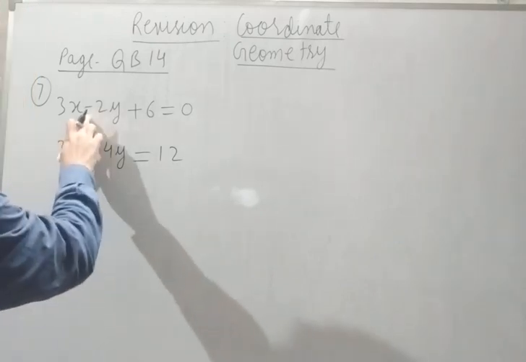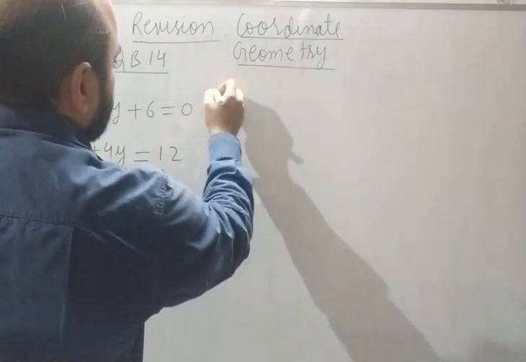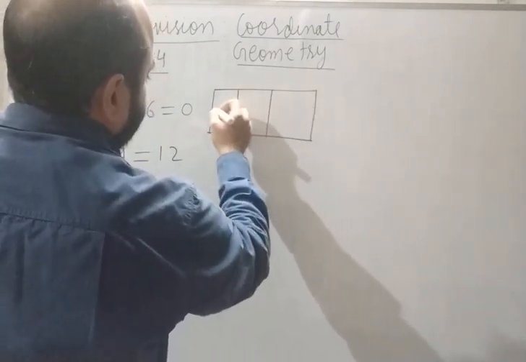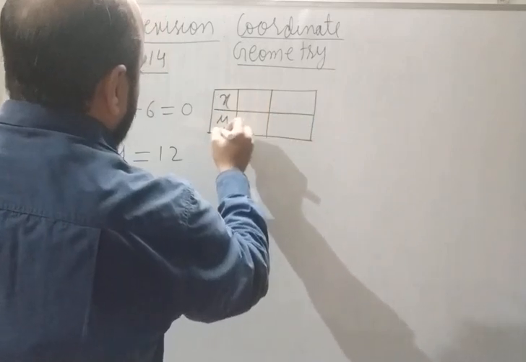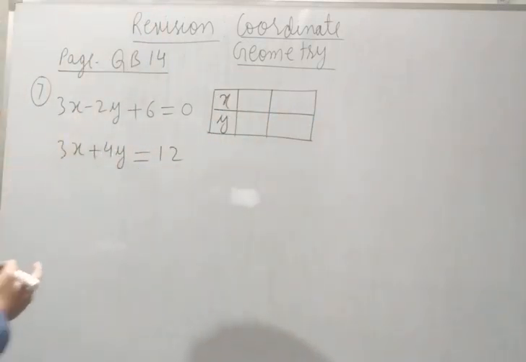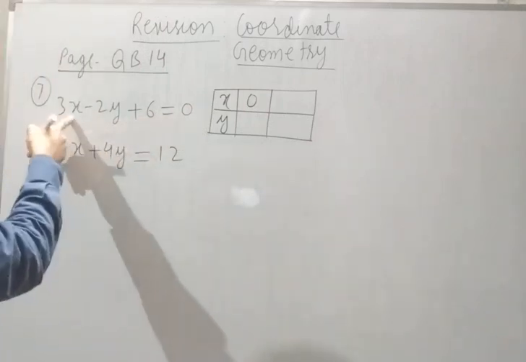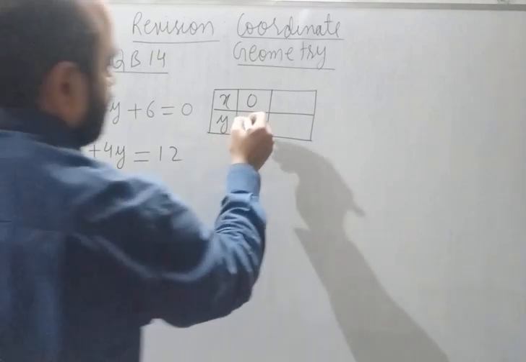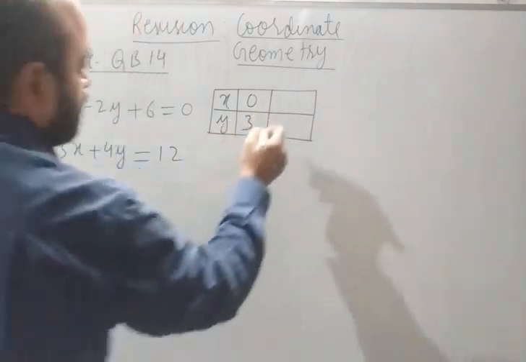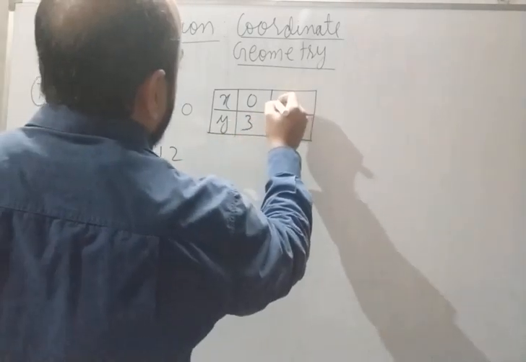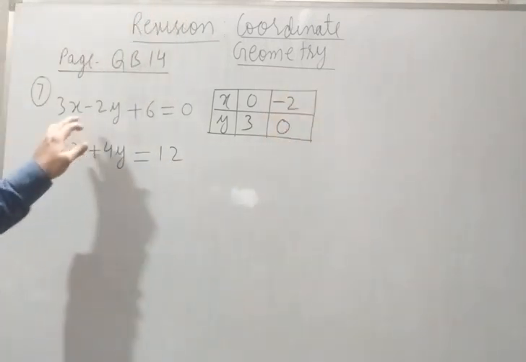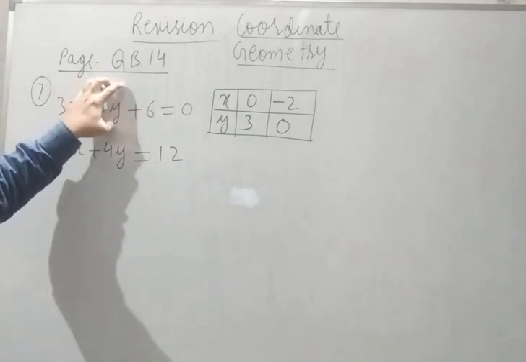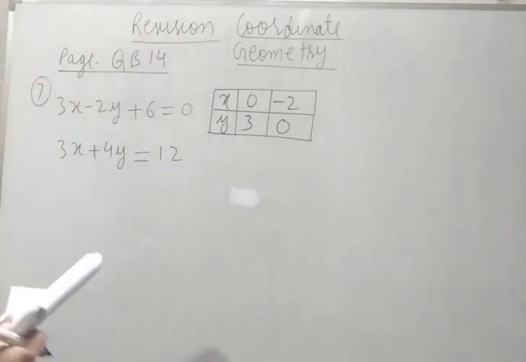Okay. So for the first equation, we can take: if x is 0, what will come? If x is 0, minus 2y plus 6 is equal to 0, which means y will give 3. If y is 0, x will give minus 2. Check this. If x is 0, then y will be plus 3. If y is 0, x will be minus 2. Correct?